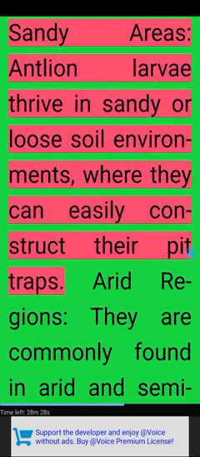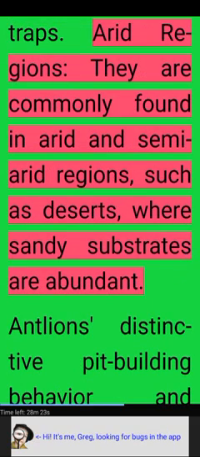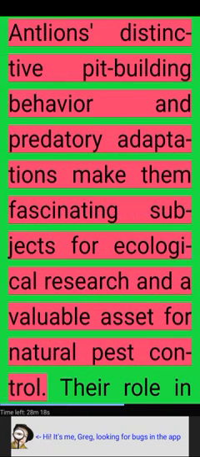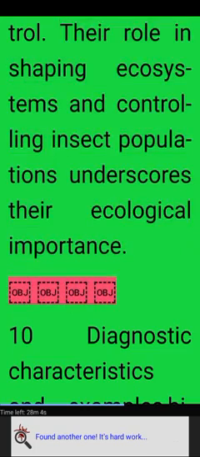Habitat. Sandy areas. Antlion larvae thrive in sandy or loose soil environments, where they can easily construct their pit traps. Arid regions. They are commonly found in arid and semi-arid regions, such as deserts, where sandy substrates are abundant. Antlions' distinctive pit-building behavior and predatory adaptations make them fascinating subjects for ecological research and a valuable asset for natural pest control. Their role in shaping ecosystems and controlling insect populations underscores their ecological importance.